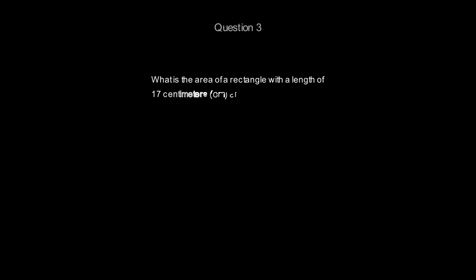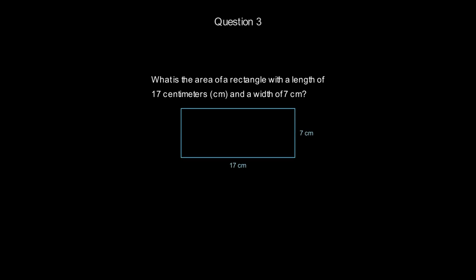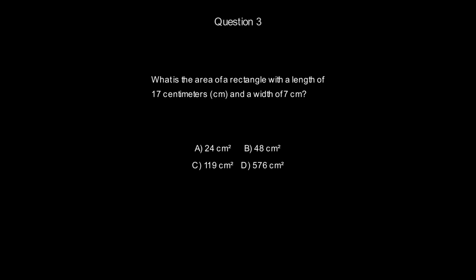Let's move on to question 3. We are asked to find the area of a rectangle given a length of 17 centimeters and a width of 7 centimeters. To calculate the area of any rectangle, we use the straightforward formula area equals length multiplied by width. Substituting our given dimensions into the formula, we multiply 17 by 7, which gives us an exact area of 190 square centimeters. Looking closely at our four choices, this matches option C perfectly, making C our correct answer.